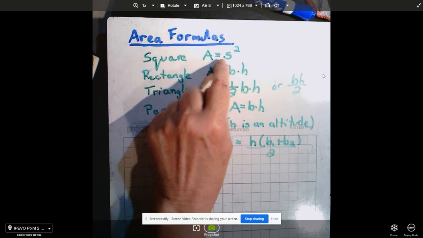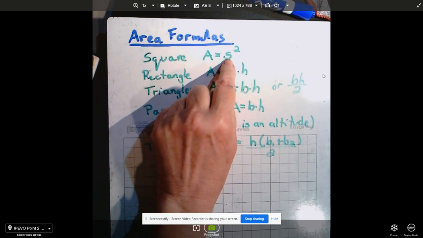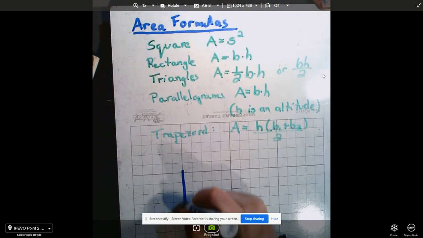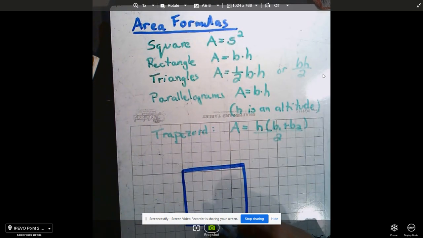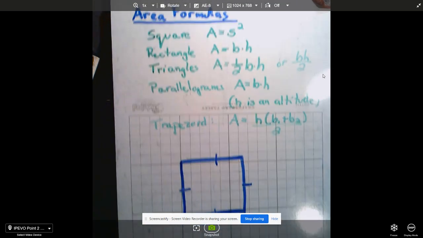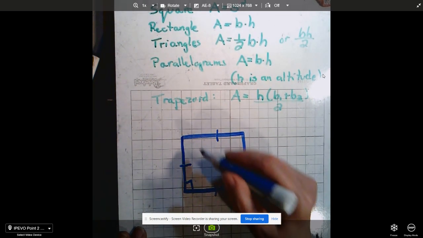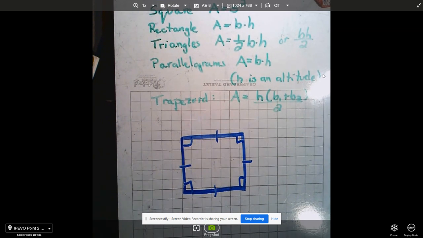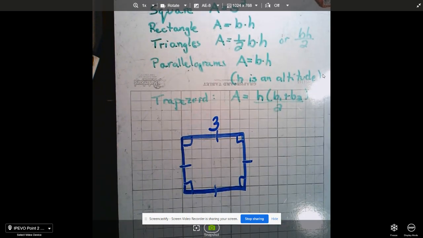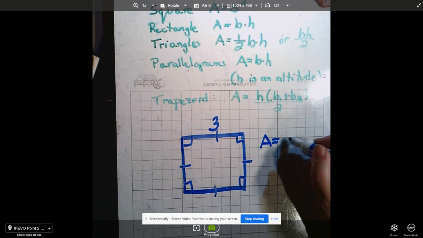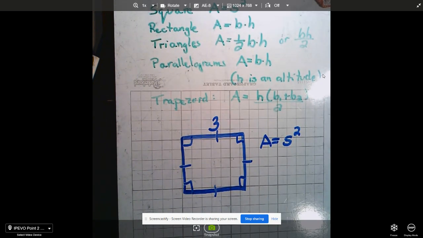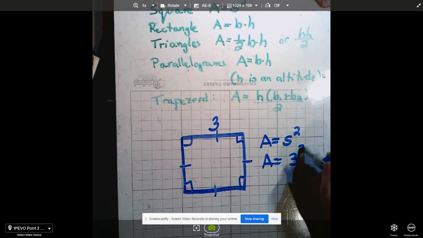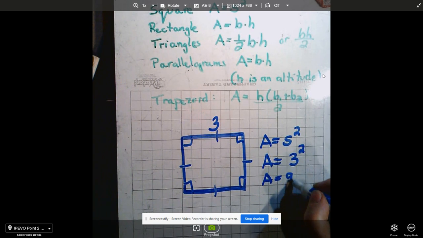A square, the area is S squared. S stands for the side. So for instance, if I had some square and I knew that all the sides were the same because it's a square, of course, all angles would also have to be 90 degrees because it's a square. This is a regular polygon. And if they told me that the side was 3, because it's a square, I know my formula is the area is side squared. So the area would be 3 because that's my side squared. So my area equals 9.